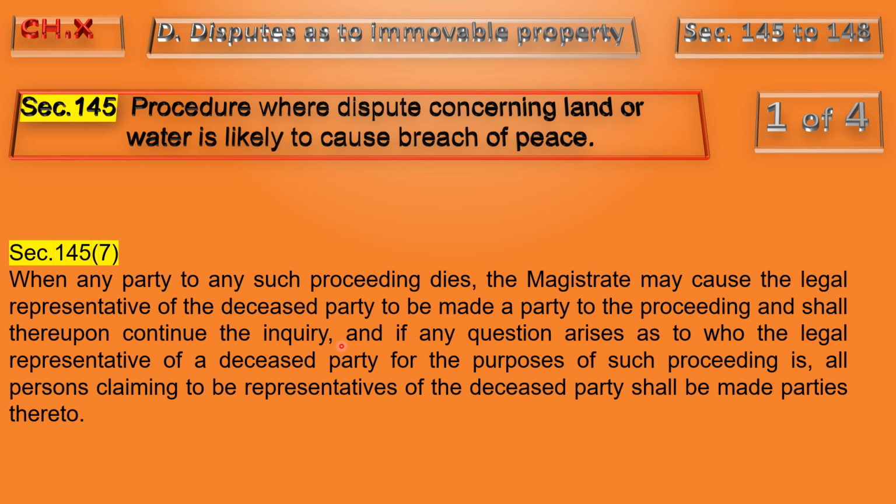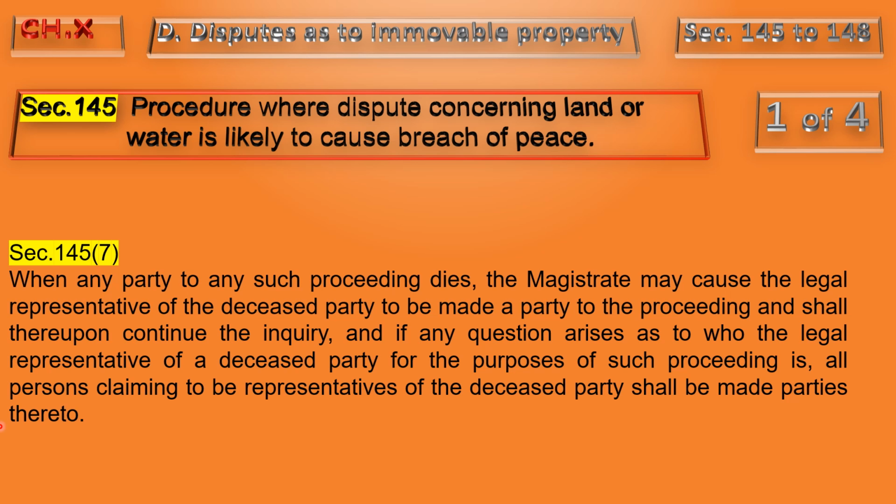And if any question arises as to who the legal representative of the deceased party for the purposes of such proceeding is, all persons claiming to be representatives of the deceased party shall be made parties thereto. Well, nothing much to explain in this. If a party to any such proceeding dies, the legal representative takes over. If there is a dispute as to who is the legal representative, all who are claiming will be made parties. Anyway, we can say this is given under subsection 7 of section 145 of Criminal Procedure Code 1973.